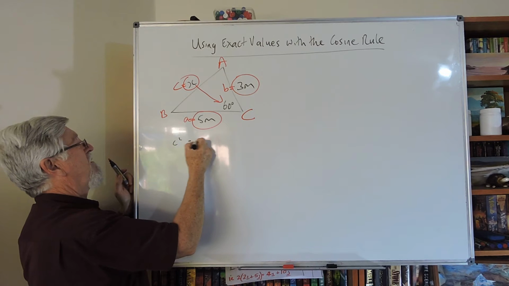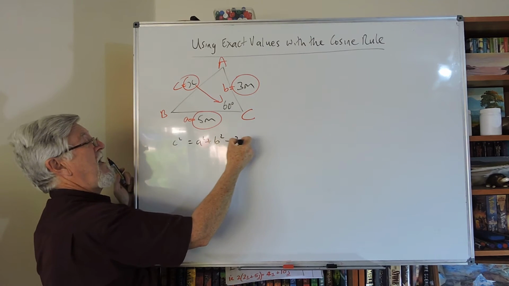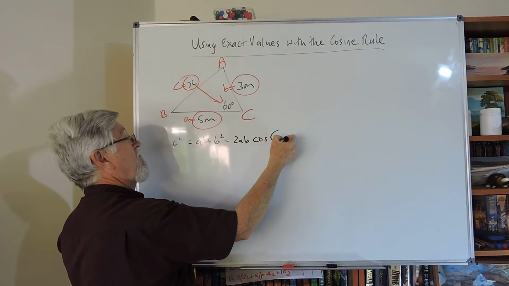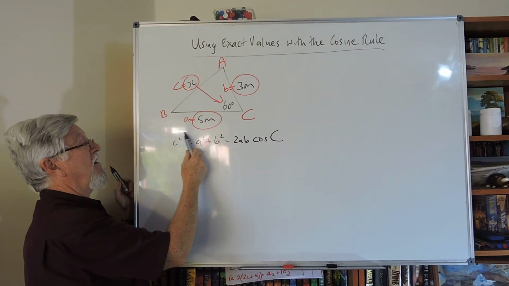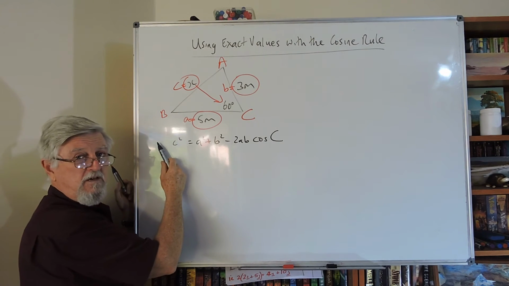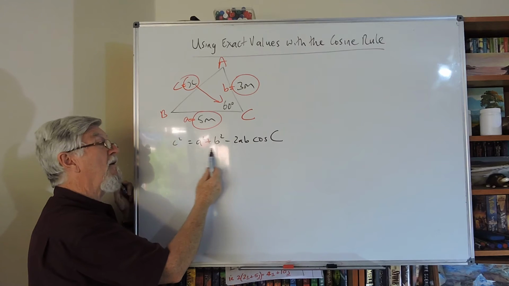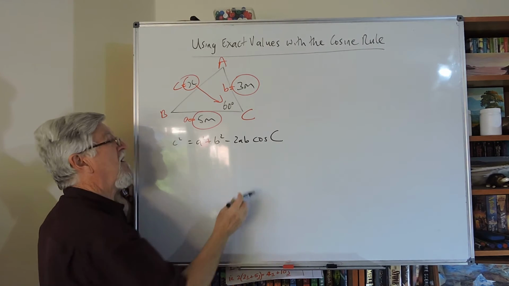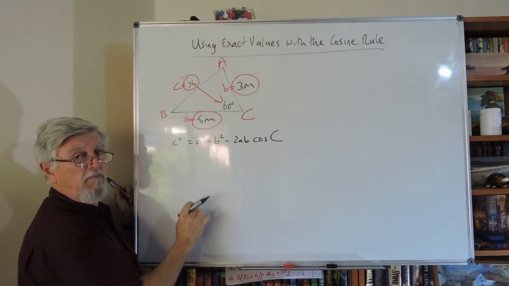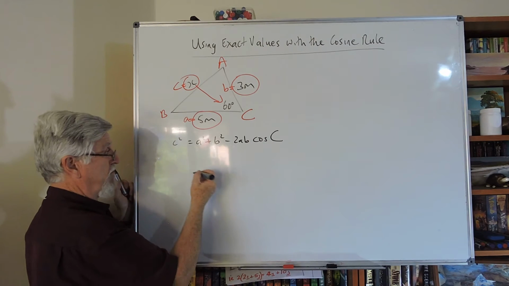We've got c squared equals a squared plus b squared minus 2ab cos capital C. By the way, if you haven't realised, that little part there is Pythagoras Theorem. So Pythagoras Theorem is part of cosine rule. So sometimes it helps people to memorise it if you don't have a formula sheet for it.